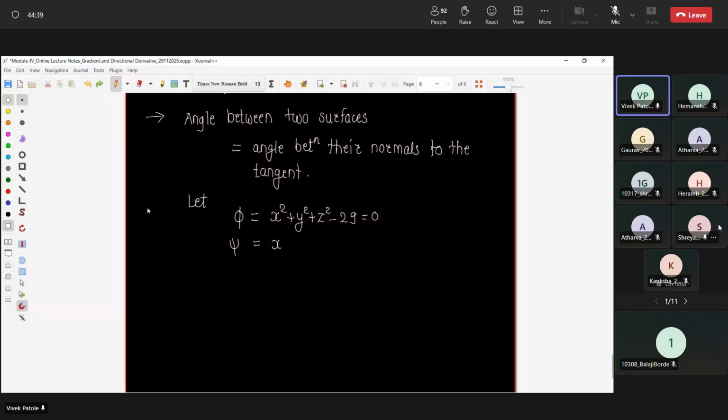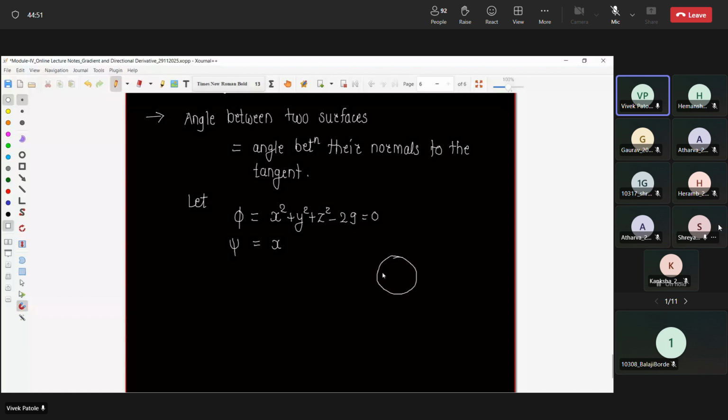See, angle between means surface is a scalar equation, right? Because if I have one sphere here like this and another sphere here, that's the second sphere. Now how do I evaluate the angle between these two surfaces? It is not possible directly. So angle between two surfaces means what? You consider a point.